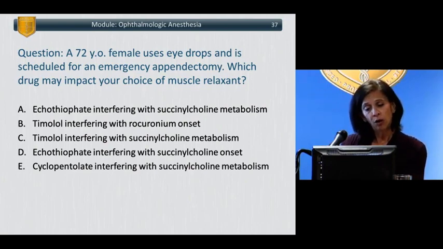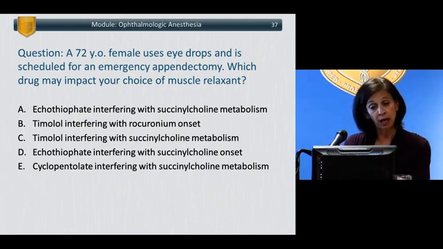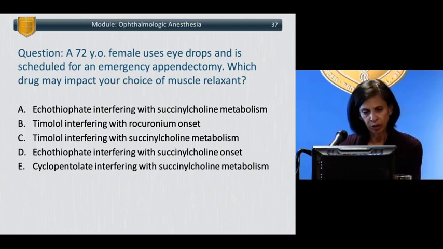So vote. Hopefully you recognize all of those as ophthalmologic medications. But which one is the most important one, and related to muscle relaxant?